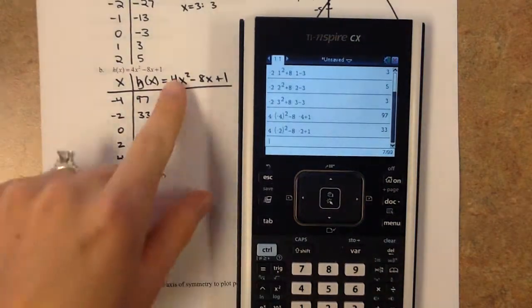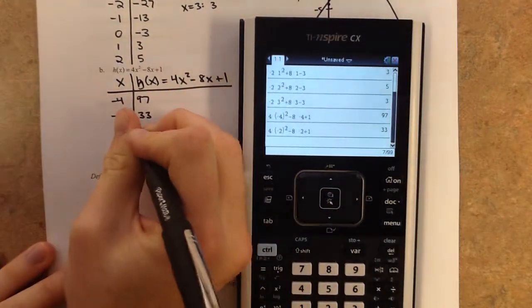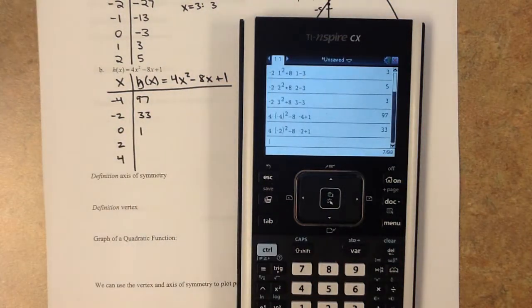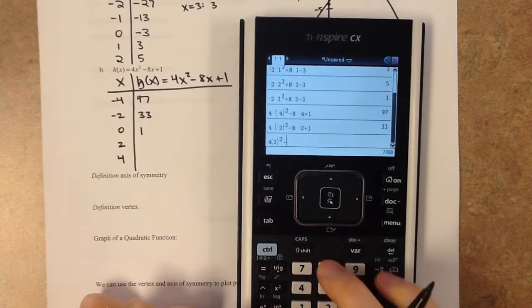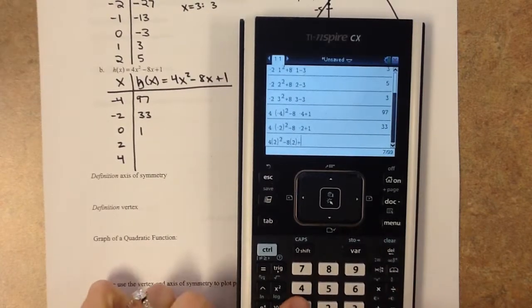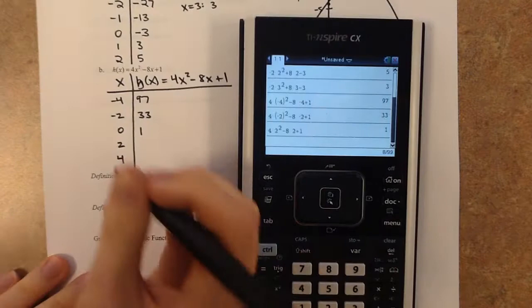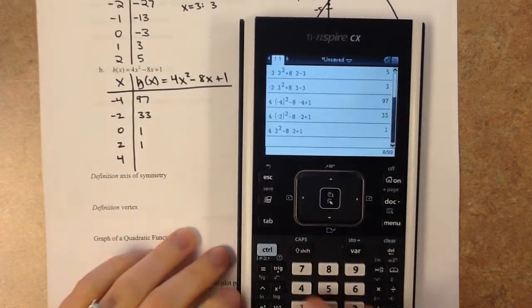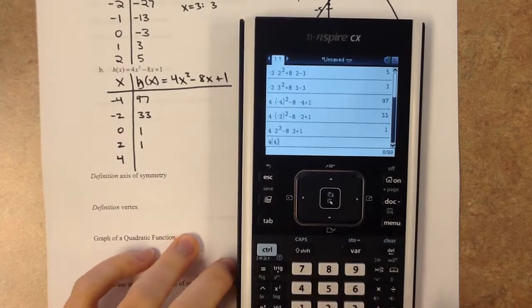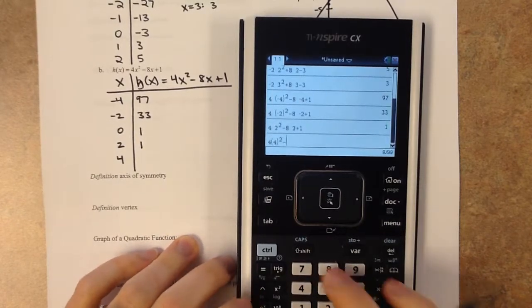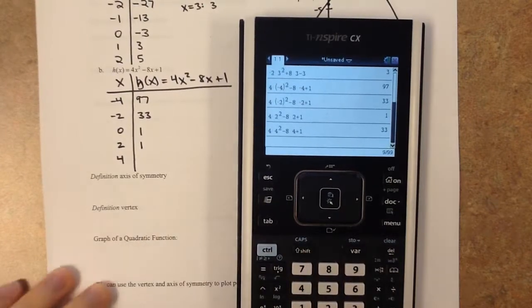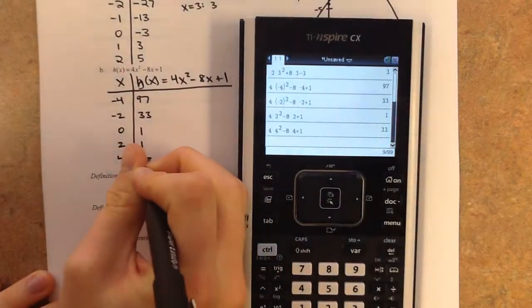Then I plug in 0. Again, 0 is easy. I just get 1. Because this term is gone and this term is gone. All I'm left with is the 1. Then I can plug in 2. 4 times 2 squared, minus 8 times 2, and then plus 1. So that gives me a 1 as well. And then when I plug in 4, so 4, and then in parentheses 4 squared, minus 8 times 4, and then plus 1. Okay, so then I get 33.